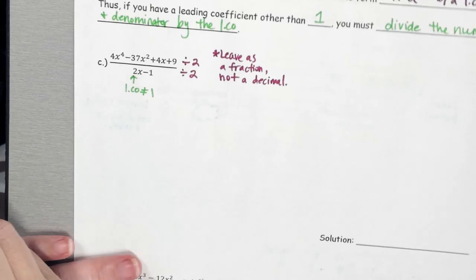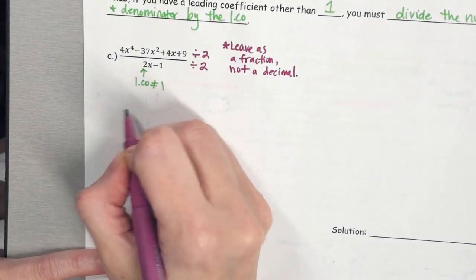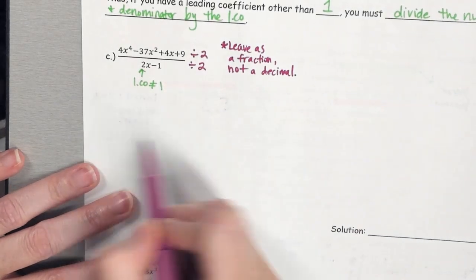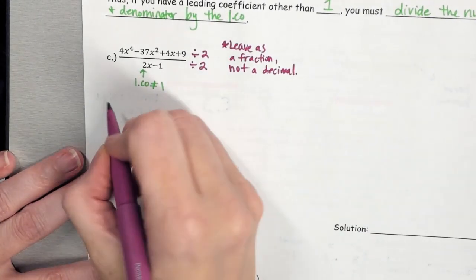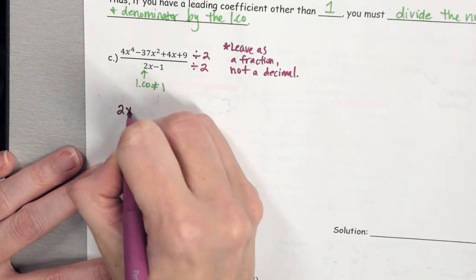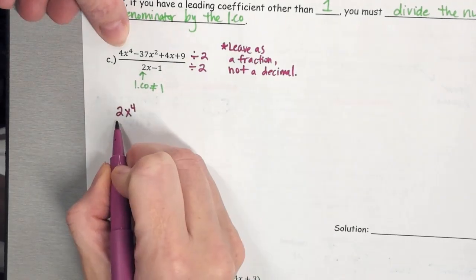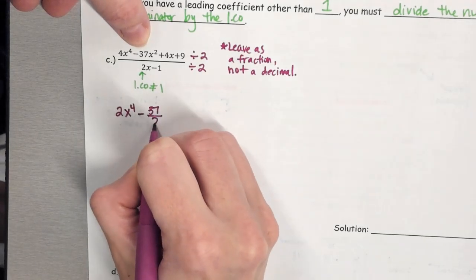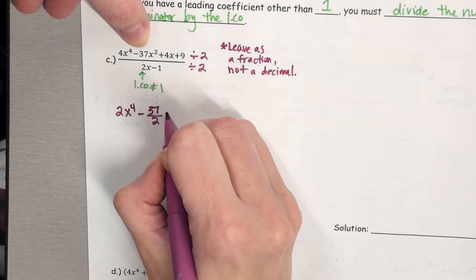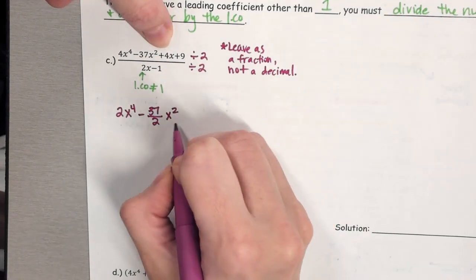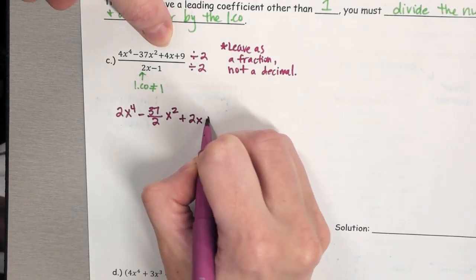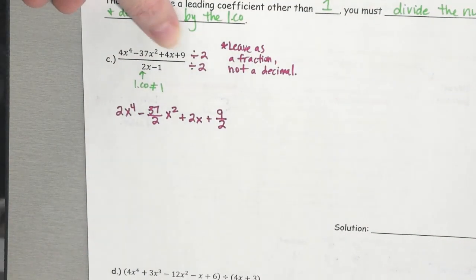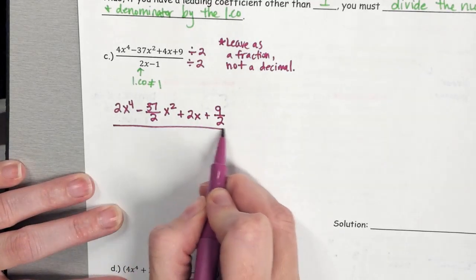Okay, and then when you divide by 2, we're going to just rewrite it here. When you divide it by 2, you don't necessarily have to rewrite it. You can go directly to your synthetic division. So 4 divided by 2 is 2. You keep the x to the 4th. 37 is odd, so we're going to keep it as negative 37 over 2, x squared. 4 divided by 2 is 2x. 9 divided by 2 is a decimal, so we're going to keep it as a fraction. And then we're going to divide everything on the bottom by 2.